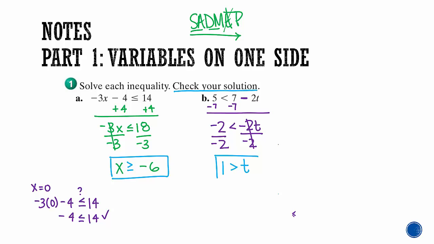Now you can leave it like this, or you can write the mirror image, which would say t is less than 1, but these are the exact same thing because the alligator is munching on the 1 in both directions. They're just mirror images of each other.